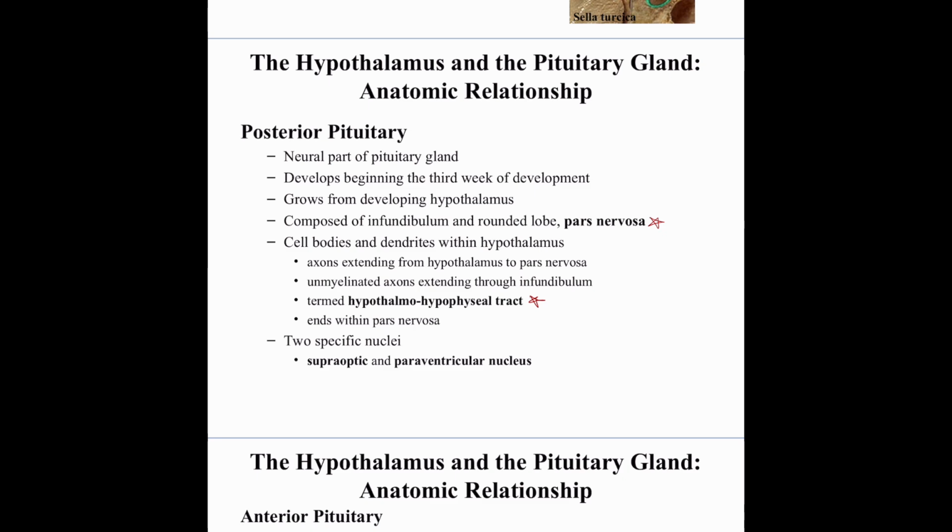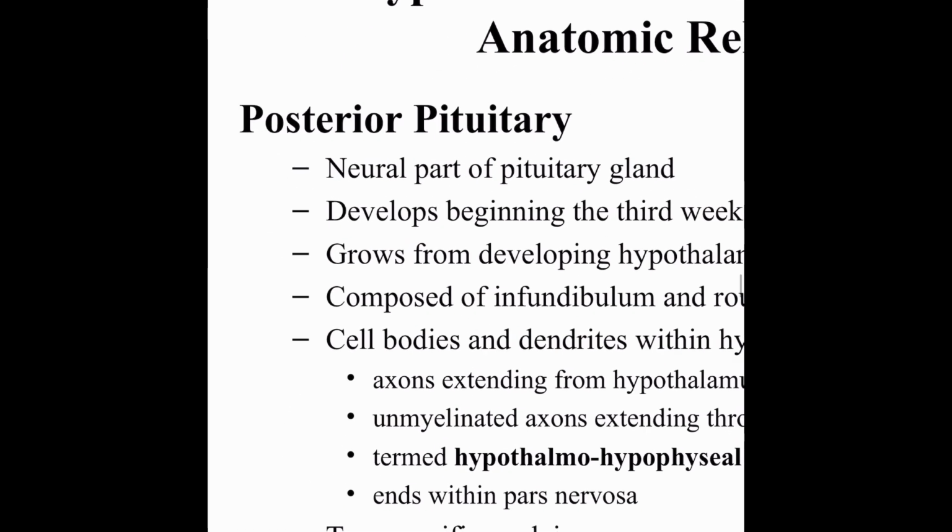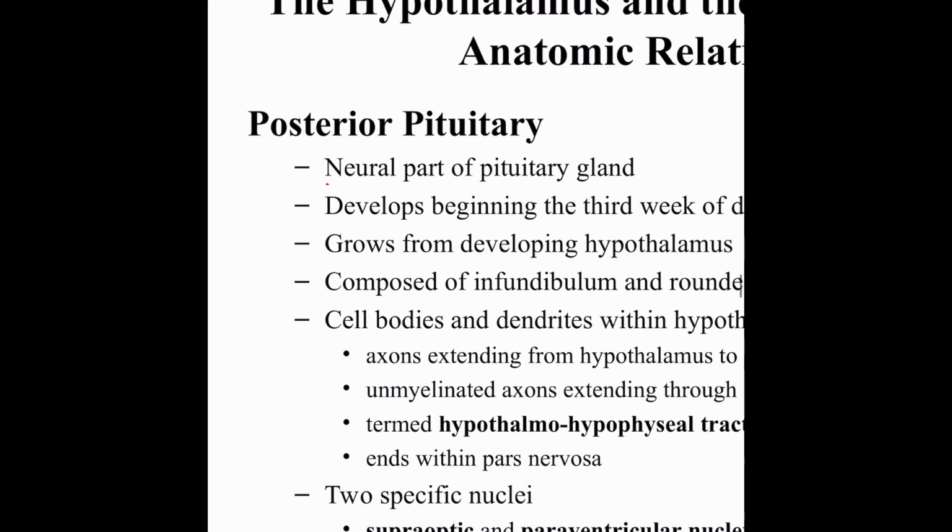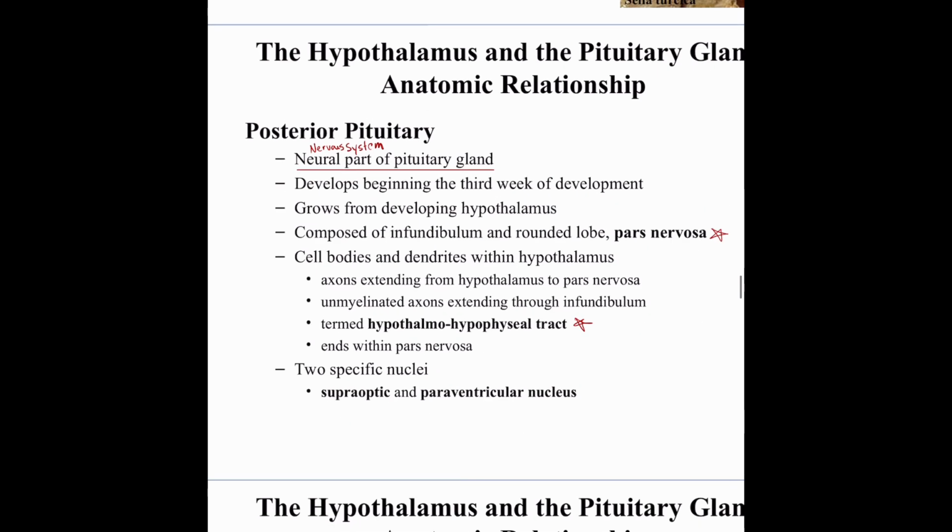The main takeaway here is that the posterior pituitary is the neural part of the pituitary gland. Neural being nervous system. This part of the nervous system develops beginning the third week of development. Same for the anterior pituitary. And it grows from the developing hypothalamus, right?